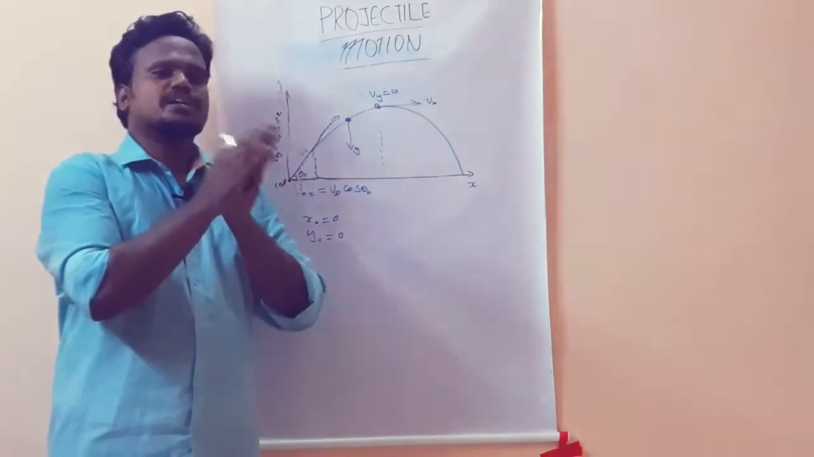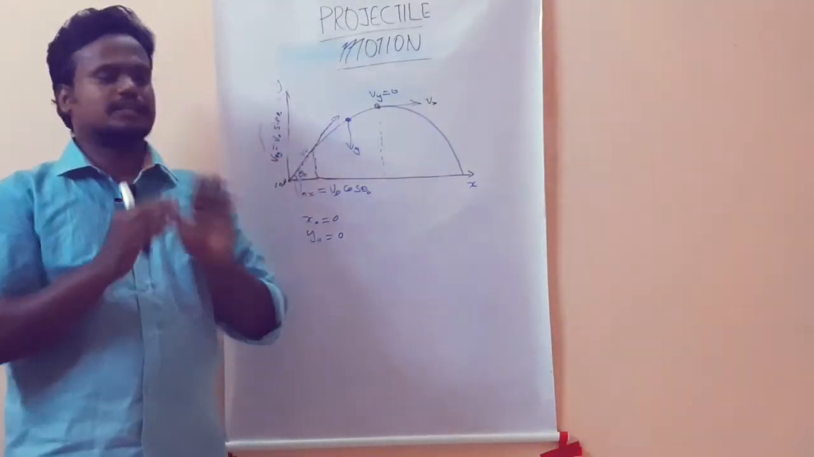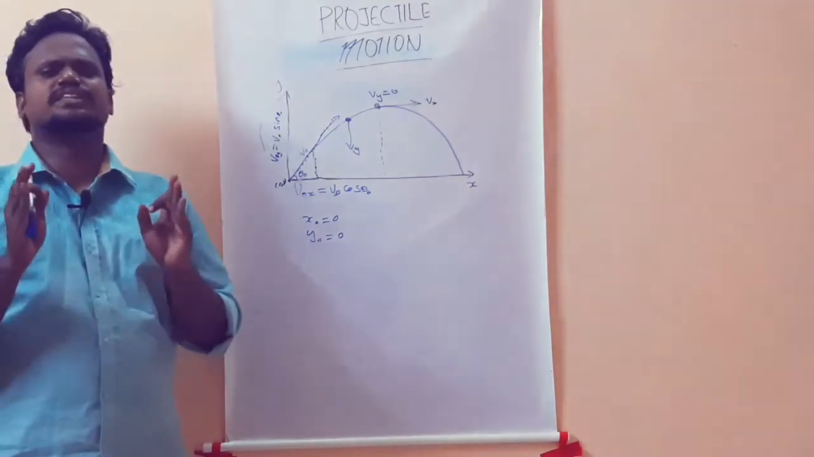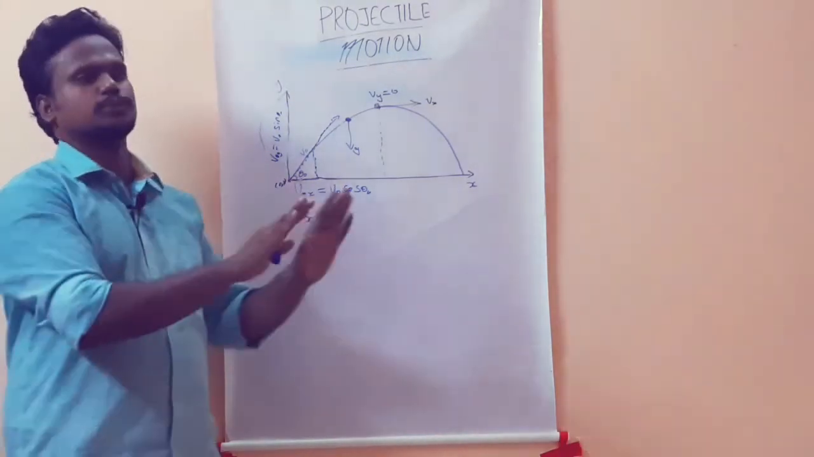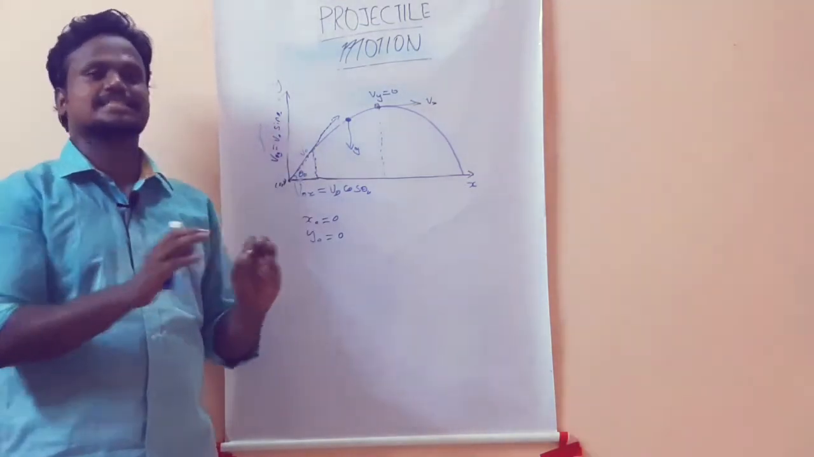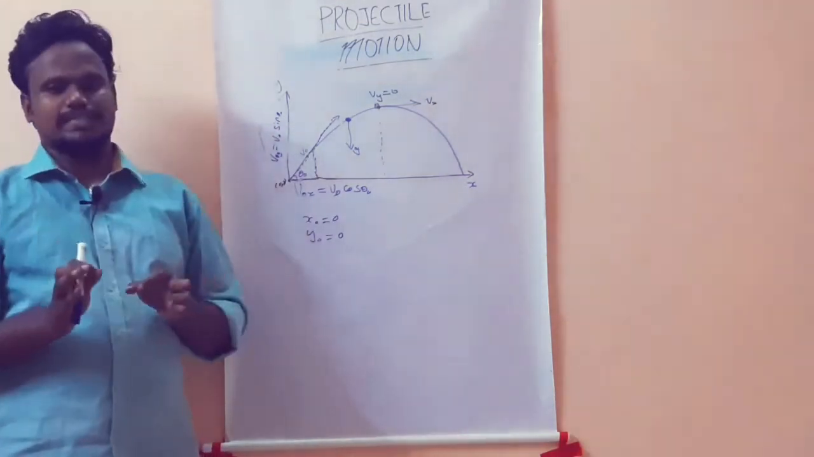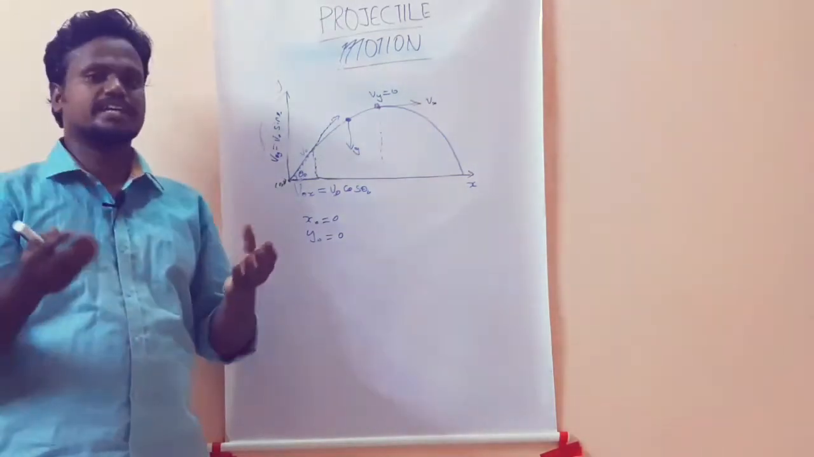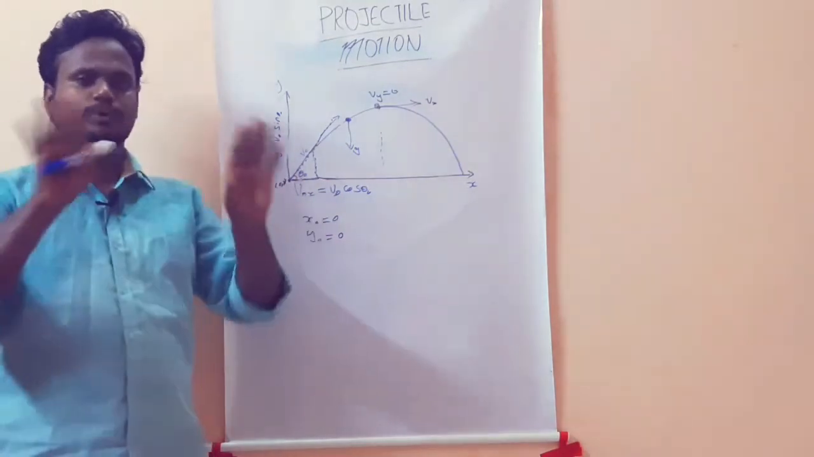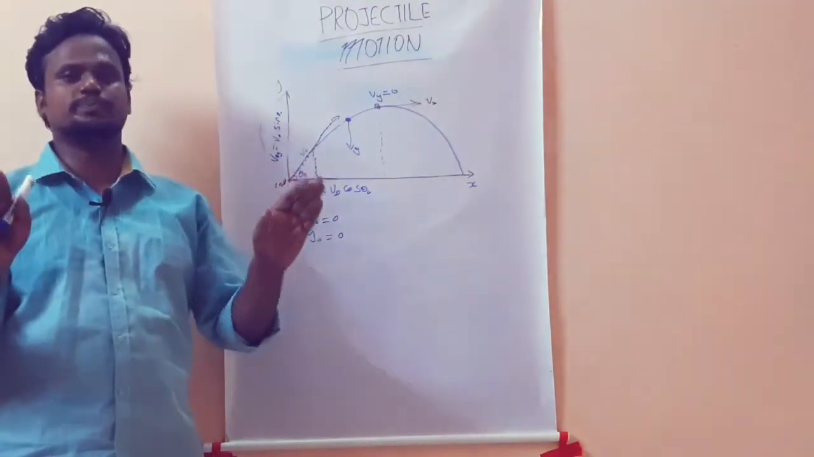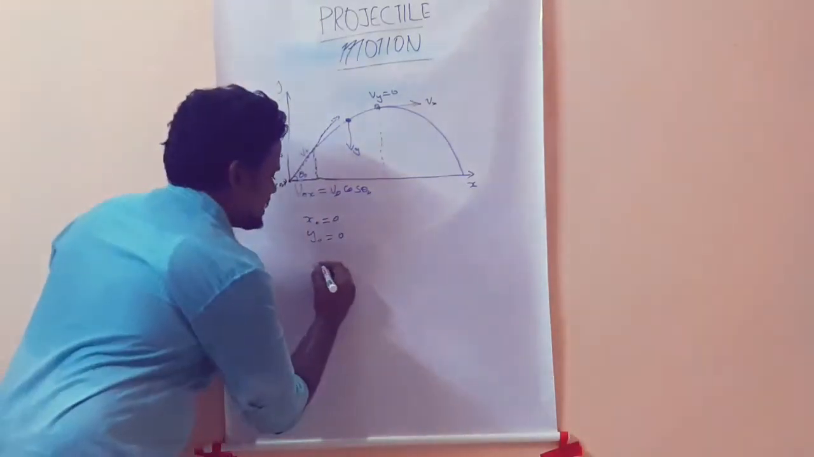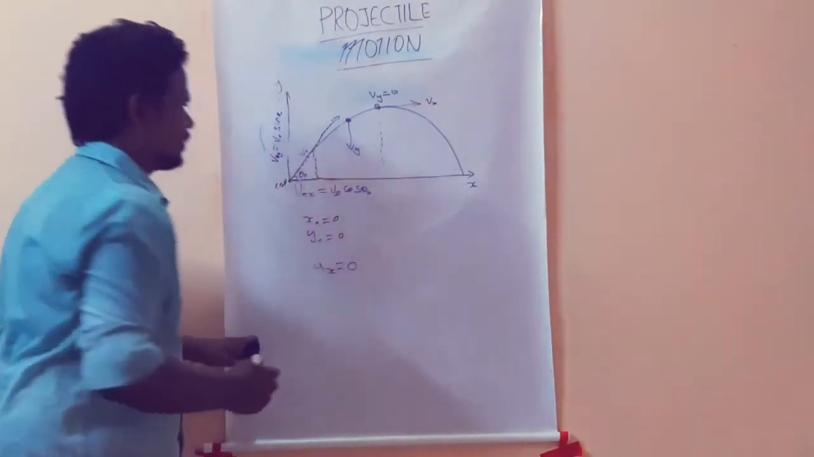Now we are going to find the acceleration along the x and y-axis. In the x-axis, the object is traveling with a constant velocity throughout the motion. Therefore, there is no acceleration in the x-axis. In this case, we have assumed there is no air drag, which is not going to affect the motion of the projectile. Therefore, along the x-axis, the acceleration is 0, so ax equal to 0.